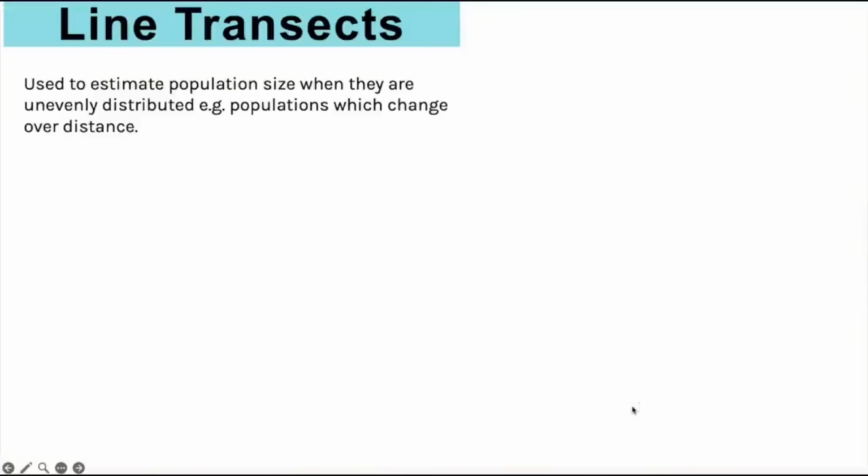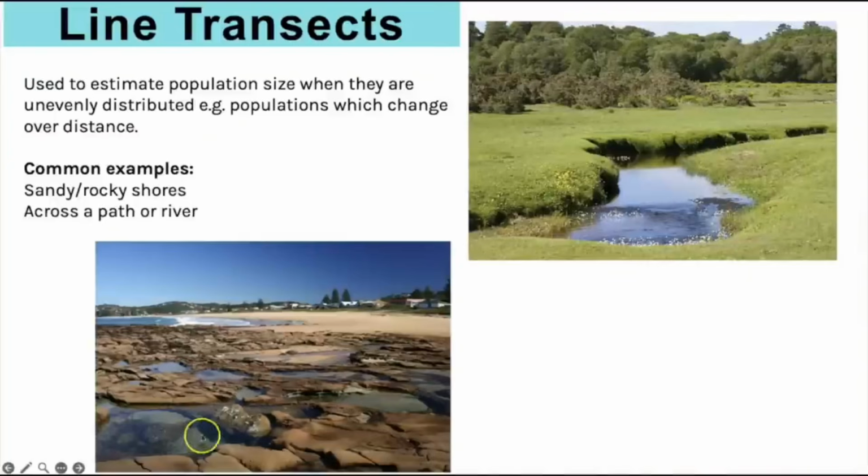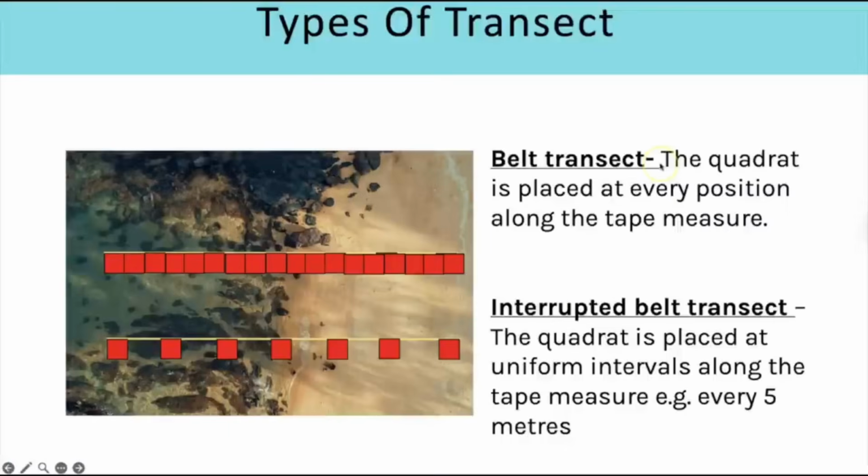A line transect, this is used to estimate population size when there is that uneven distribution of species. So that could be things like on a rocky shore, if you've got a river in the middle of a field, and you'd place a tape measure to act as your line transect, going through all of those different sections so that you then do get information for all of the different parts. And a belt transect means that you've got your tape measure and you're lining up quadrats next to it.